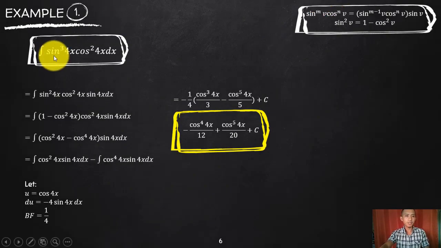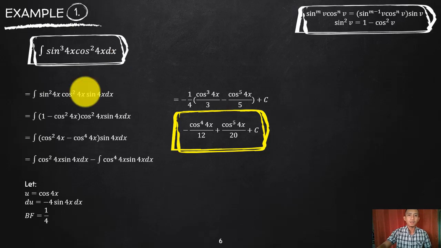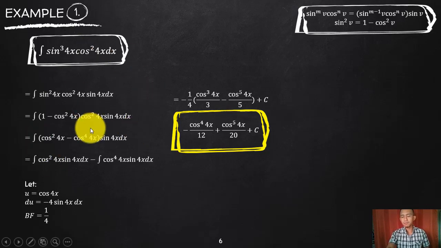You have this problem: integral of sine 4x raised to 3 times cosine 4x squared times dx. There is no other way for us to integrate this one, even if you make use of the direct formulas in your trigonometry, isn't it? So we need to transform this one. That's why this is under your transformation, because it is only solvable by transformation.